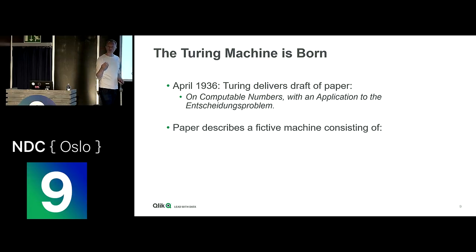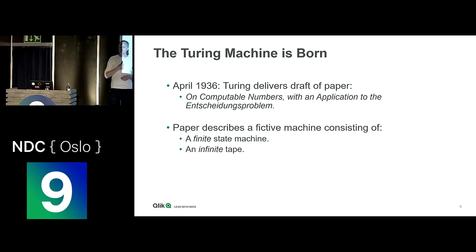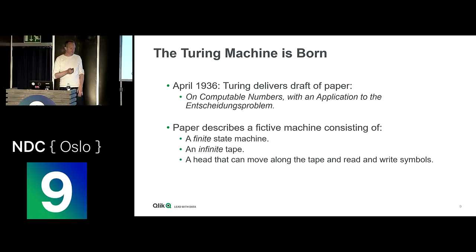But the machine consists of three parts. First is a finite state machine. Does everybody here know what a state machine is? If you don't, then there will be a lot of examples, so I'll show you what that is. But it's important that it's finite. In mathematics, you can have infinite state machines, but he's looking at finite state machines. Second thing is an infinite tape. This is the thing that I remember from school. So this is a tape that stretches infinitely in both directions. And finally, there's a head that can move along this tape and read and write symbols.